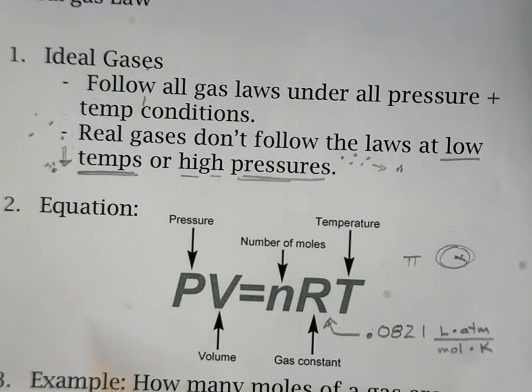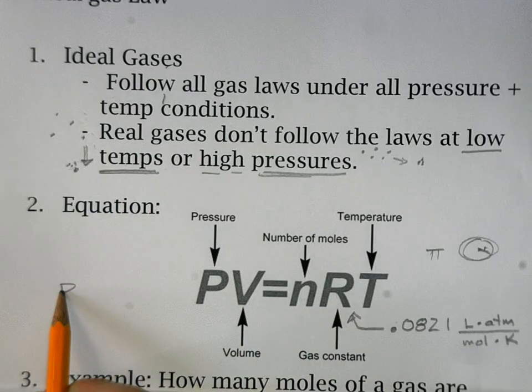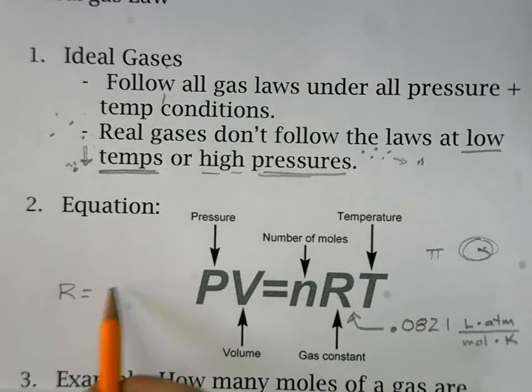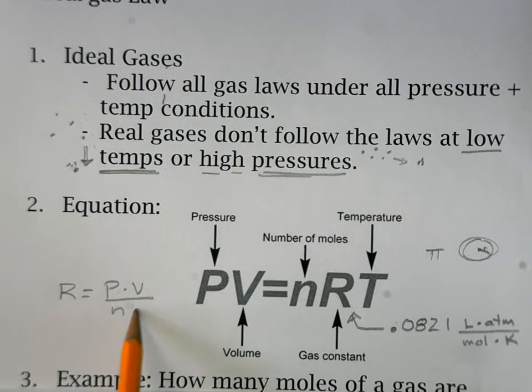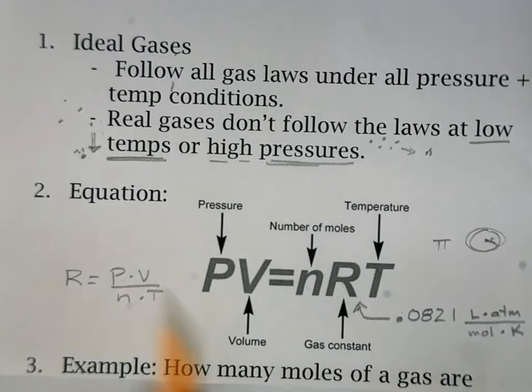Now over here, we're going to rearrange this equation to solve for R. And in class, I had everybody do this. R equals, we have to divide this side by N times T. So R is equal to P times V divided by N times T. Now we're going to go through and substitute. Standard pressure is 1 atmosphere. That is what we say standard pressure is.